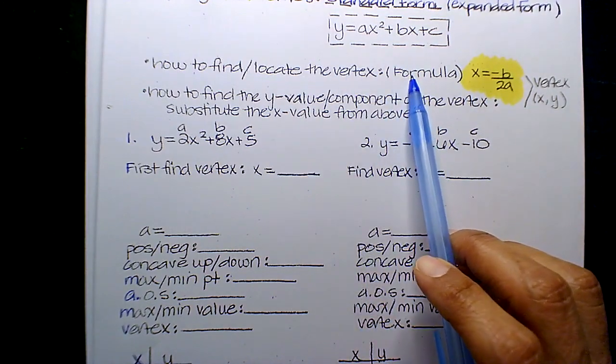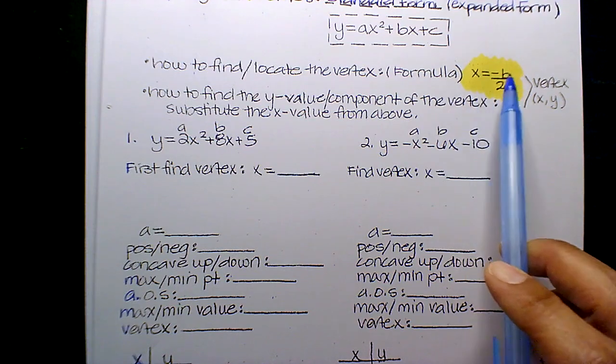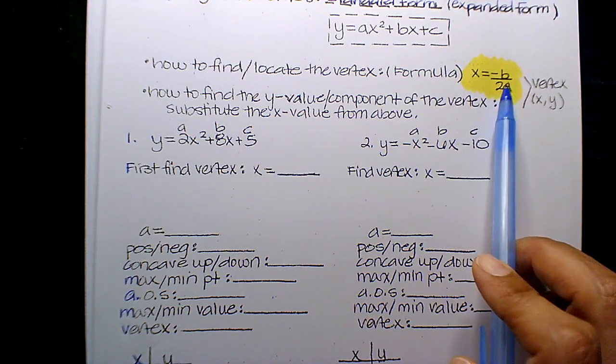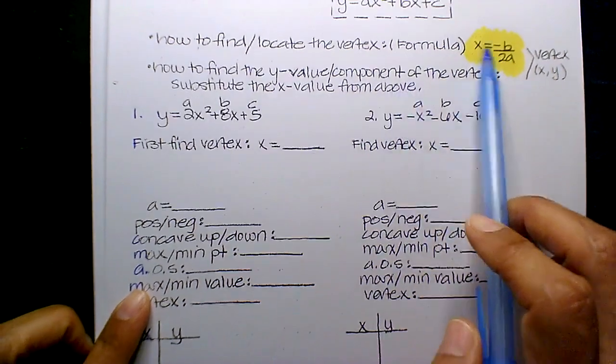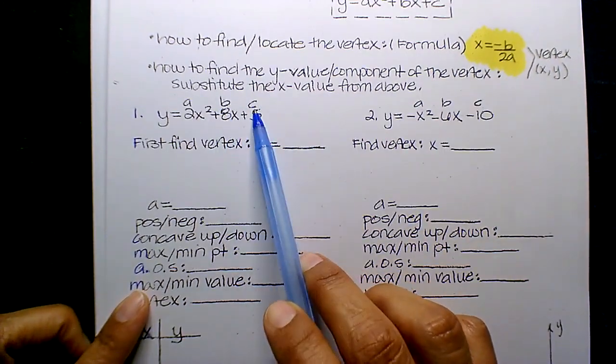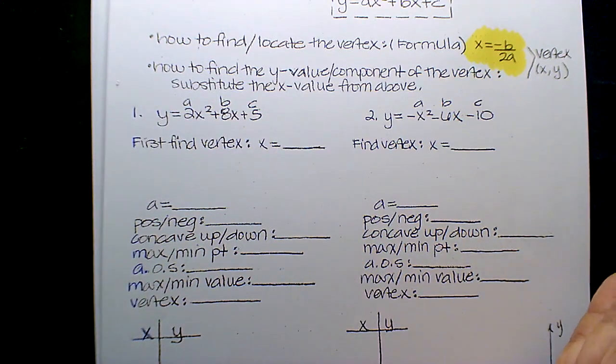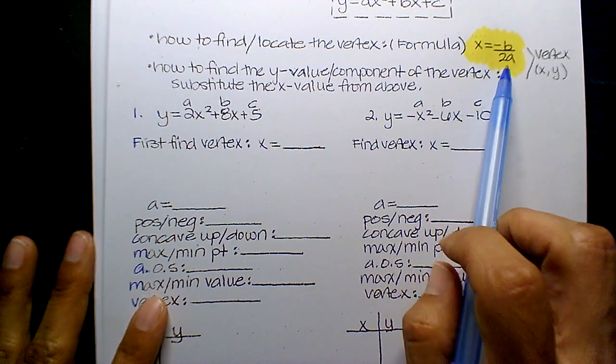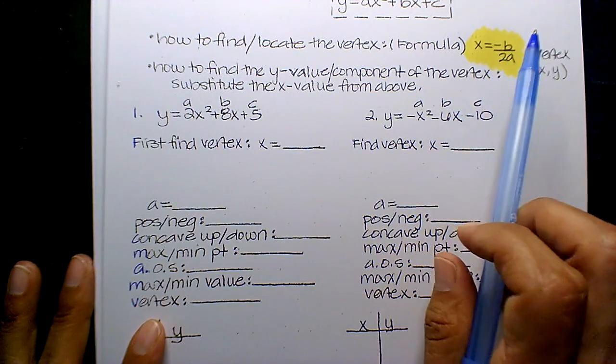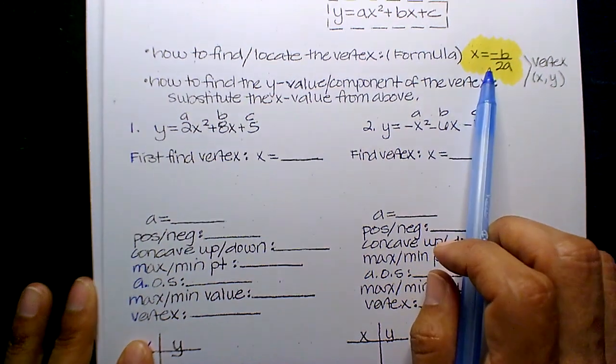You have a formula. Non-negotiable. You have to use this formula. If you're coming up with the vertex, and you're going, oh, minus 8, 5, it's trash. Your parabola's terrible. Okay, you have to use this formula. Okay, so minus b over 2a.